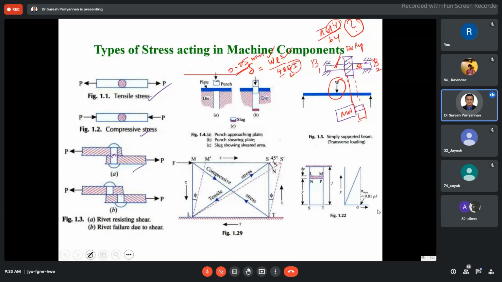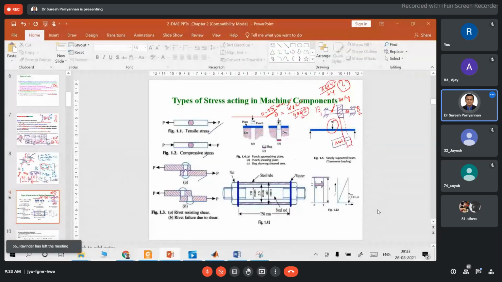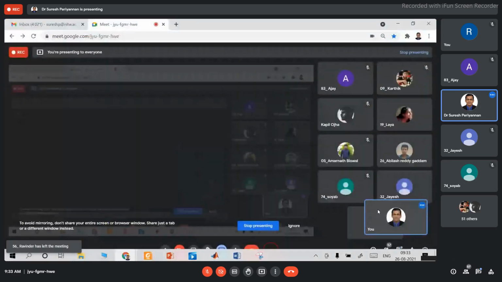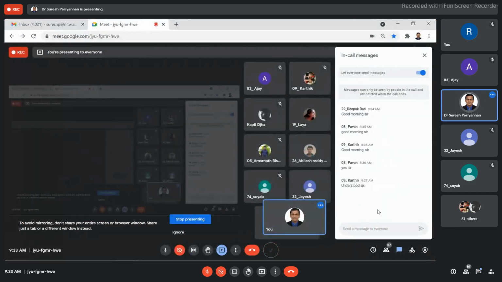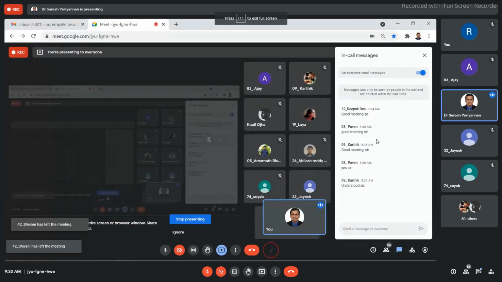I come to the home screen, our meeting screen. Yeah, okay, guys. Still okay. I see, any questions? Yeah, thank you, Karthik. Thank you, Pawan. Okay. Yeah, guys, if you have any doubt, please go ahead. I'm ready to clarify your doubt.